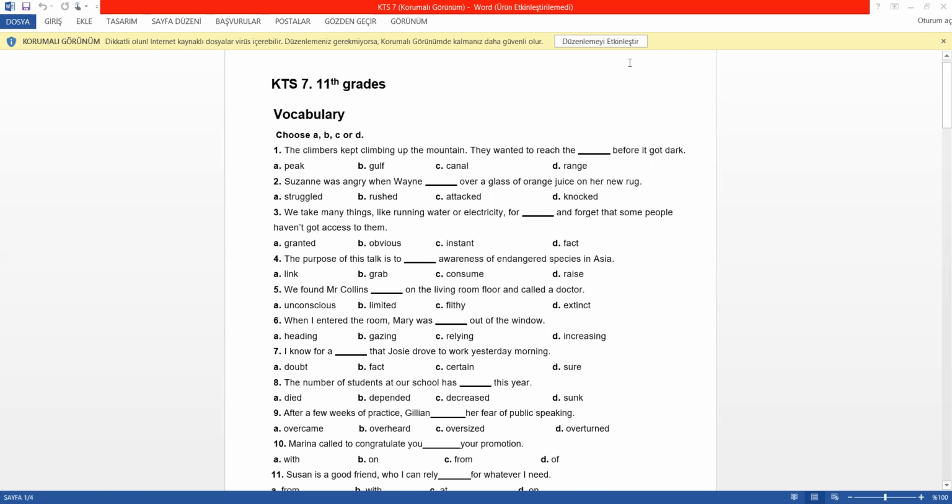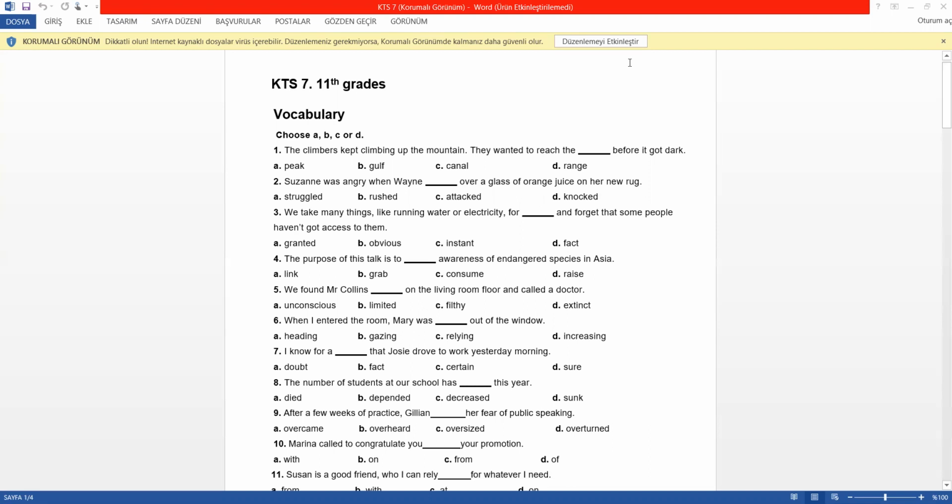For the 7th question, the relevant answer is fact, to know for a fact, because it is a set phrase. The other options are meaningless.